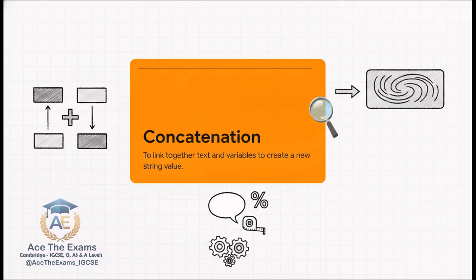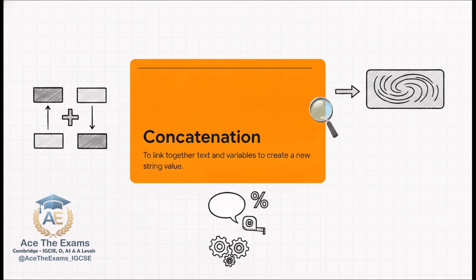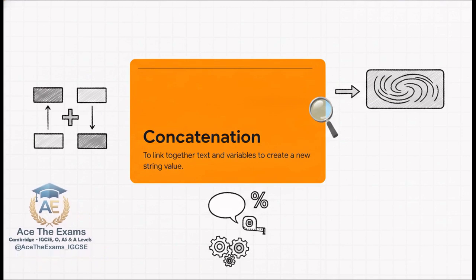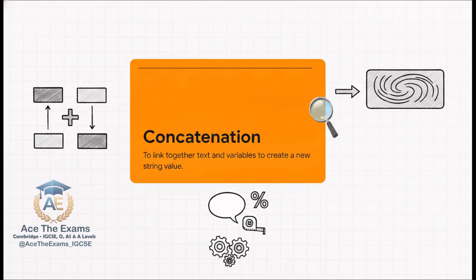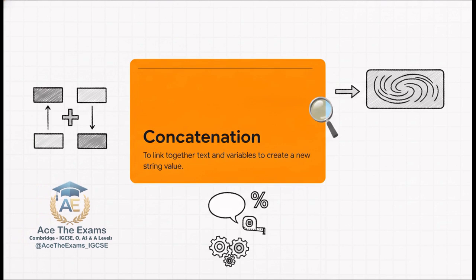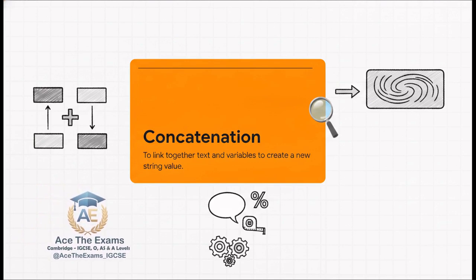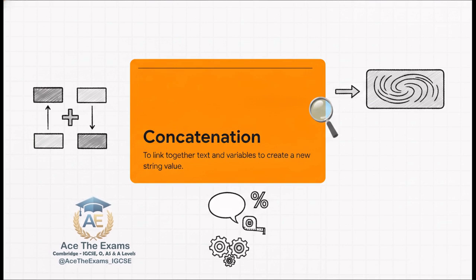Imagine you calculate the area of a room in your code, and the computer just spits out the number 20. Well, 20 what? Centimeters? Light years? Pizzas? By concatenating the variable holding the number 20 with the text string square meters, you create a meaningful output message that the user actually understands. It bridges the gap between raw calculation and human readability.